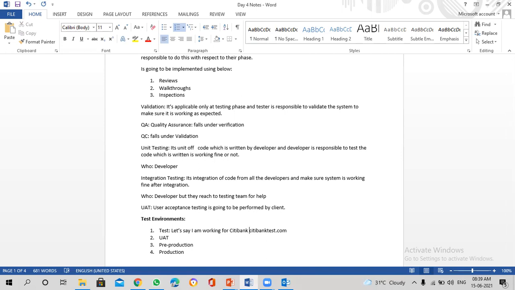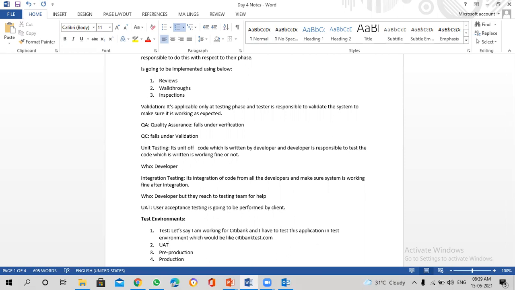If I'm working for Citibank and I have to test this test environment, which would be like citibank.com. Okay. So I will have access to the citibank.com and I can play around doing the testing in this test environment from the Citibank application.